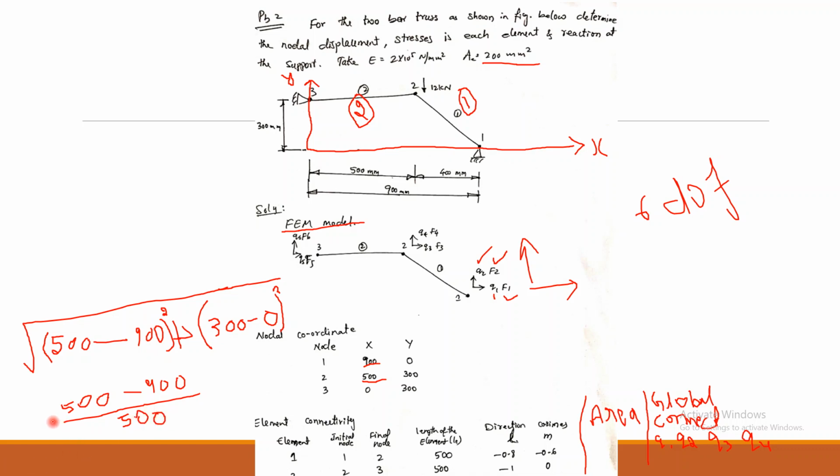Okay, so that becomes the value of L. So it is 500. X final is node 2 x value, and x initial is node 1 x value, 900. Okay, like that you can do that for the m also.